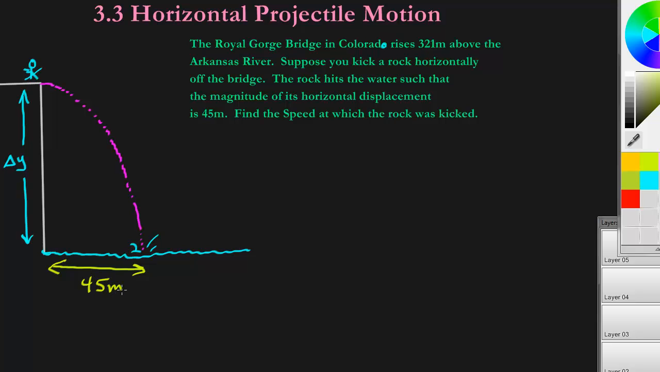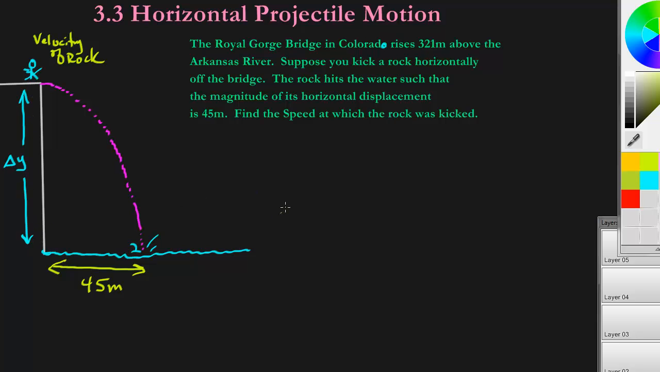You want to know the speed at which this rock was kicked. So we need to know the velocity of the rock to make this happen, because if we shorten this distance, I guarantee you it won't splash as far out away from the bridge. So the height is a factor in this.